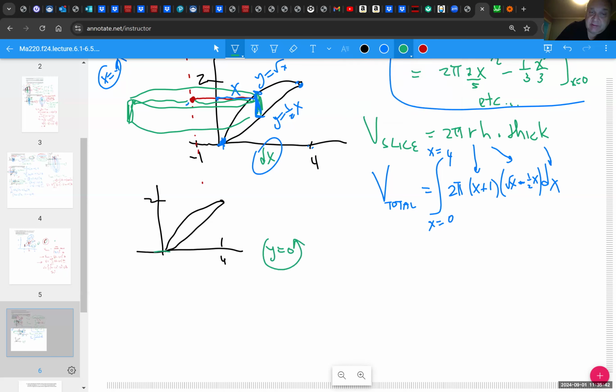In order to use the shell method, our slices must be parallel to the axis of revolution. Here's a parallel slice. The thickness of this parallel slice is a very, very small change in the y direction. That's how infinitesimally thin this rectangle is. That's called dy. So eventually our integral is going to be in terms of dy, so everything's got to be in terms of dy.